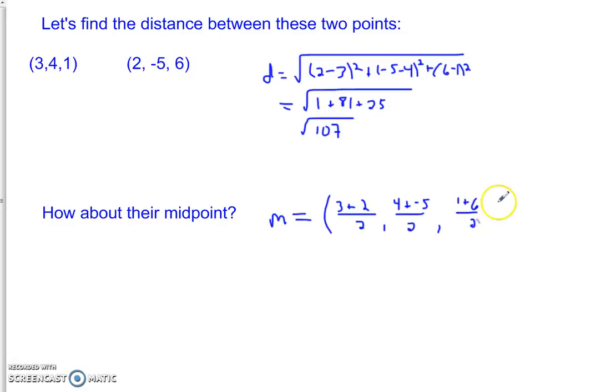Notice we're subtracting with distance, adding with midpoint. People get those mixed up a little bit. And so this is simply the point 5/2. This is going to be negative 1/2. And I think that says 1 plus 6, so that is 7/2. Right? There's your midpoint.